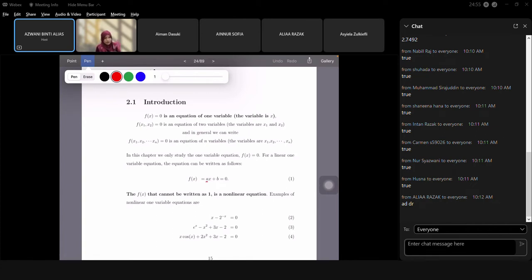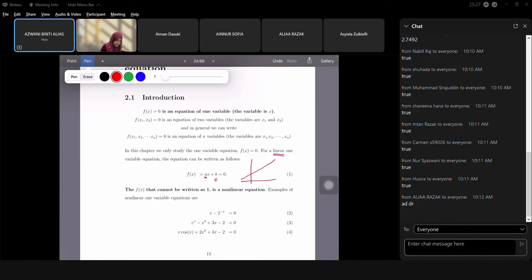Kalau negatif macam mana kan? So let's say a is positive. The sign of a tu adalah the slope of the function tu. So slope dia akan jadi ke kanan lah, dia bukan ke kiri. And then the value of b, you know that is a pintasan y, right? Okay, so this is the linear function lah.